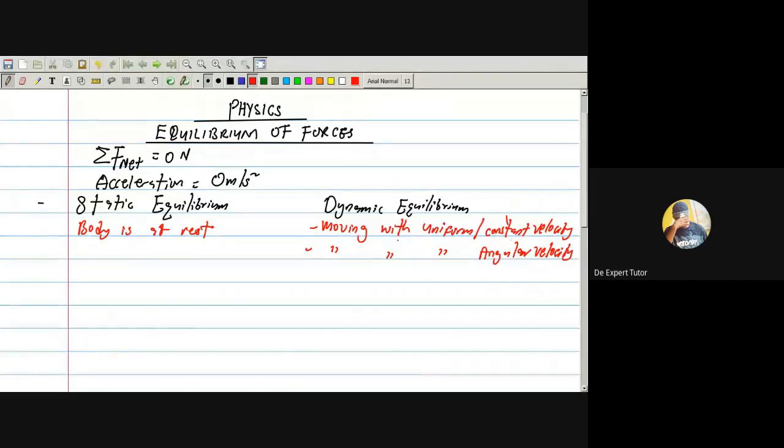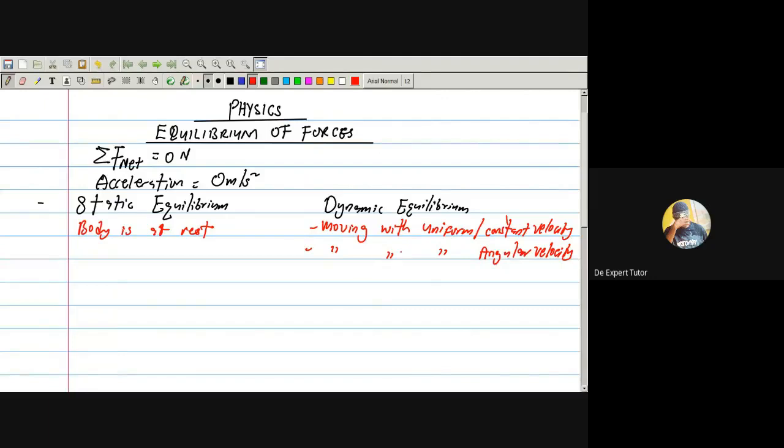That is, what's uniform velocity? The velocity is not changing. It's the same all through. And also, it's moving at a what? Constant angular velocity. We use the word angular when the body is moving in a circular path. Nice. Okay, so that is it.